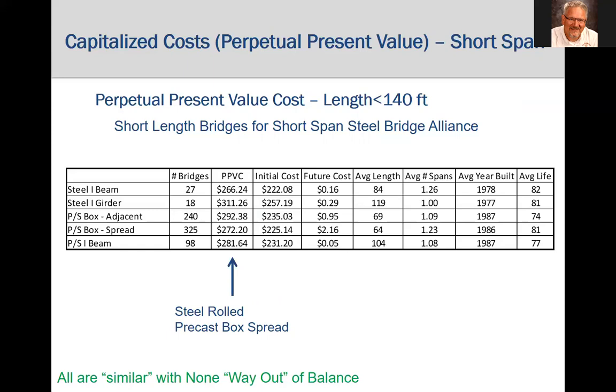Here we're comparing bridges that are closer to each other in terms of characteristics. Here we see that the steel rolled beam bridges have the lowest capitalized costs at just over $266 per square foot, with the precast box spread bridges coming in second at about $272.50 per square foot. However, there is still the statement that all are similar with none way out of balance. Now the plate girder bridges are a little high compared to the others, but that would be expected in these short spans since they are not as economical below about 80 feet.